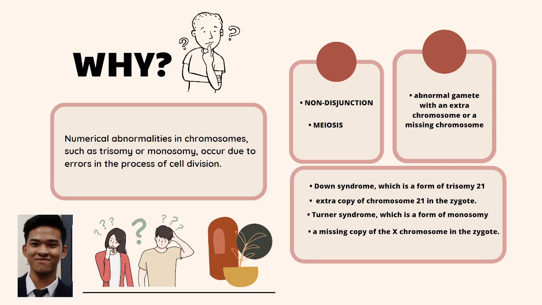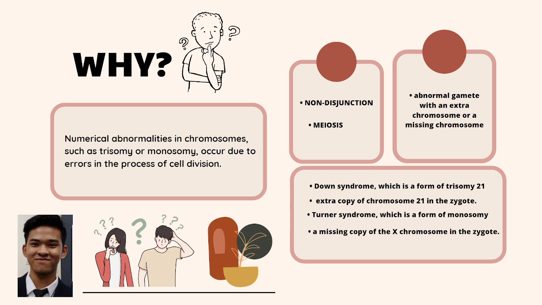The problem is why and how this happens. During meiosis, the specialized cell division that produces egg and sperm cells, homologous chromosomes pair up and exchange genetic material in a process called recombination. The cell then divides twice, resulting in 4 haploid cells, gametes, that contain half the number of chromosomes as the original cell. Non-disjunction occurs when homologous chromosomes or sister chromatids fail to separate during meiosis, resulting in gametes with an abnormal number of chromosomes.